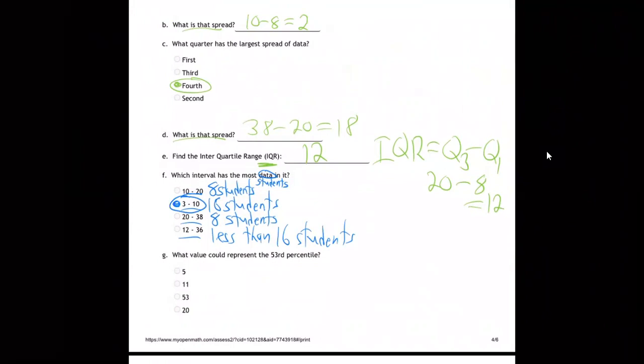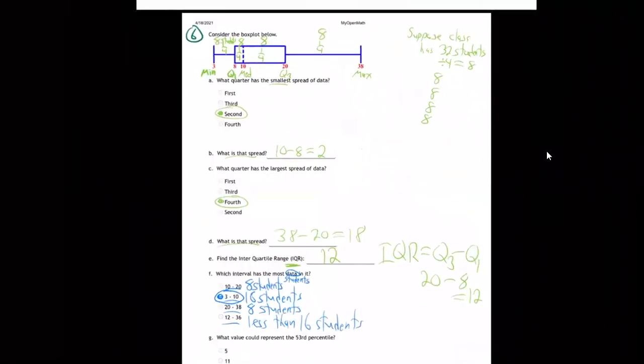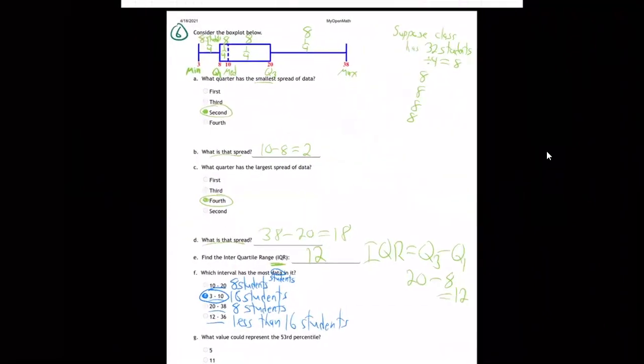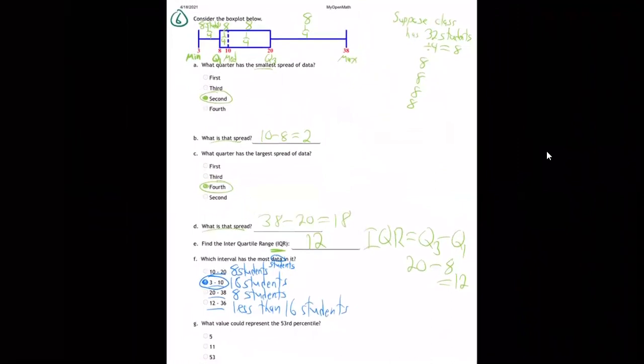Half our class got quiz scores between 3 and 10. So that's pretty tricky because it's asking you to really be clear on the difference between quiz scores and how many students or data values are in each of those regions. Is that making sense on that one?